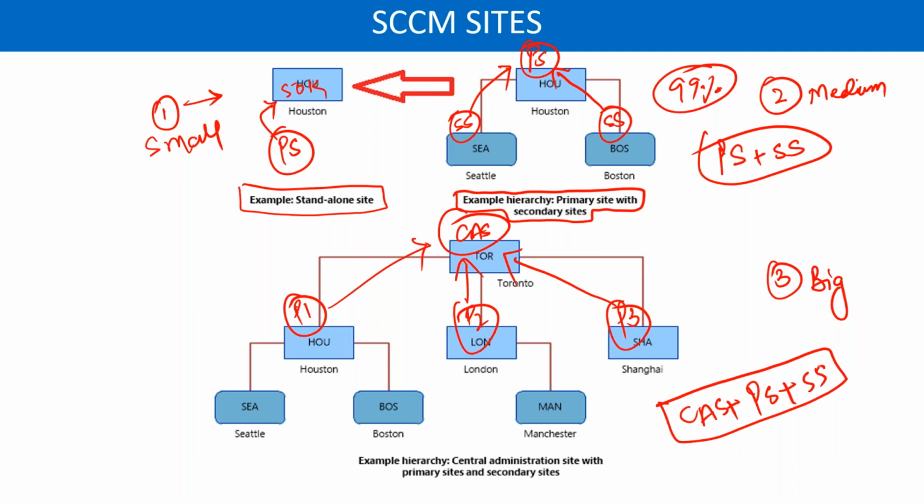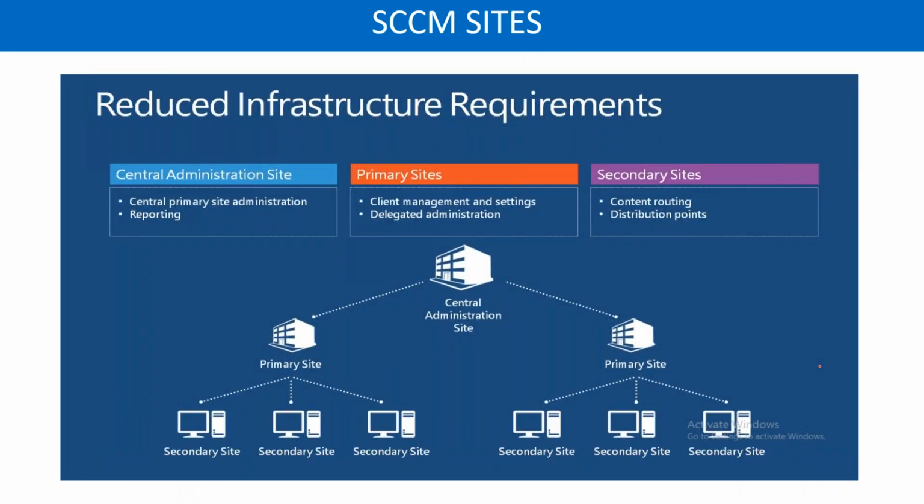This is for big size organizations where you have more than one primary site. All clear, guys? There is one more diagram which talks about the central plus primary site. So this one is the central administration site, this one is primary site 1, and this one is primary site 2. Both are reporting back to the central administration site, and these secondary sites will report to this primary site.